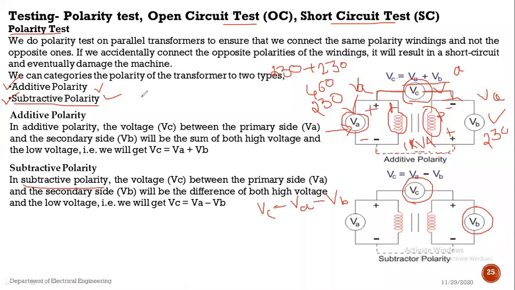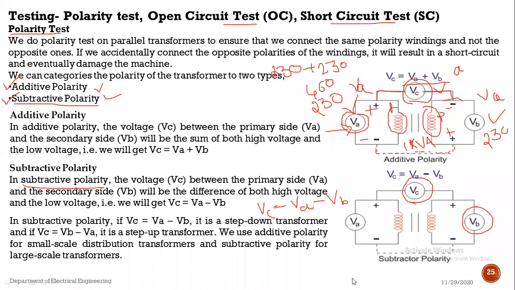So this is the subtractive polarity of the transformer, and how can it be checked? One terminal of one winding and one terminal of the second winding are connected directly, and across the remaining terminals we connect one voltmeter. If the voltmeter reads the summation of these two voltages, it is additive polarity. If the voltmeter VC reads the difference between these two voltages, it is subtractive polarity. This is the circuit diagram for performing the test.